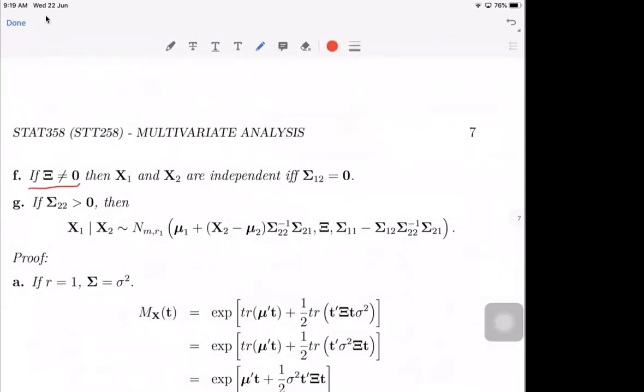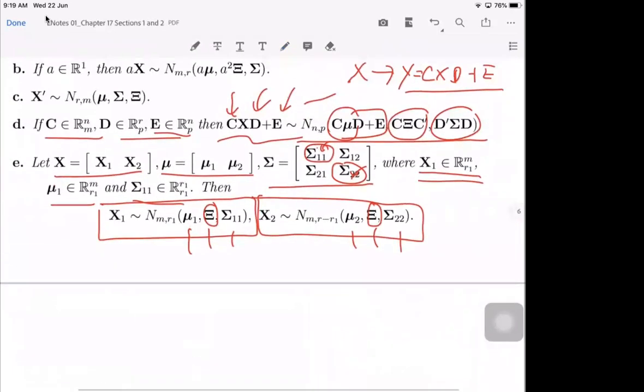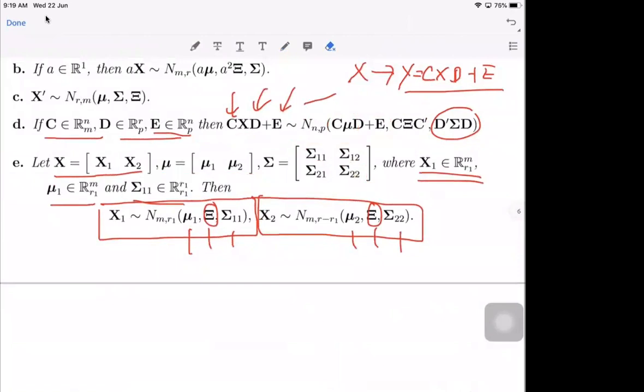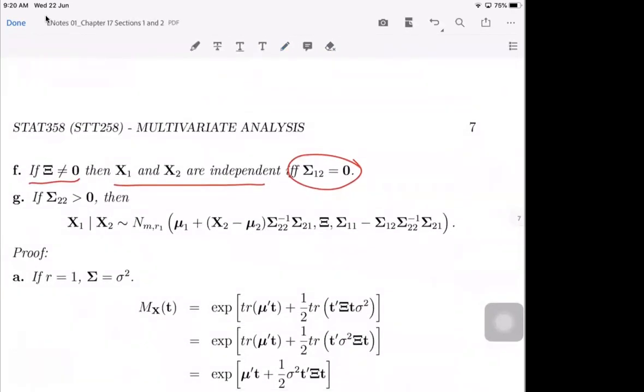And if the psi is not equal to 0, then x1 and x2 are independent if and only if the off-diagonal components of your sigma matrix are equal to 0. So if that is equal to 0, then x and y are independent.